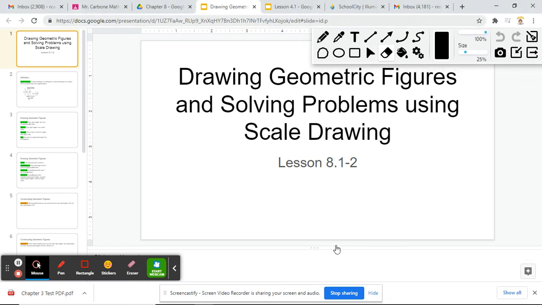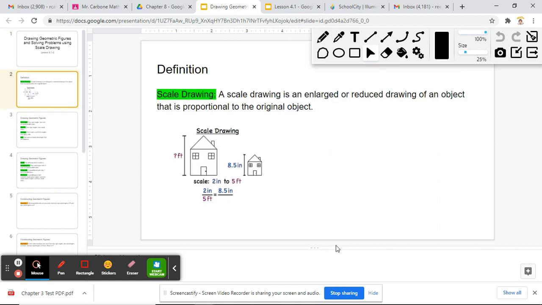Hello class, today we're going over combining lessons 8.1 and 8.2, and we're going to talk about drawing geometric figures and solving problems using scale drawings. So we got a lot of vocab words we need to get down today, so make sure you guys are pausing this video and writing down everything on these definitions here, just like we did in class.